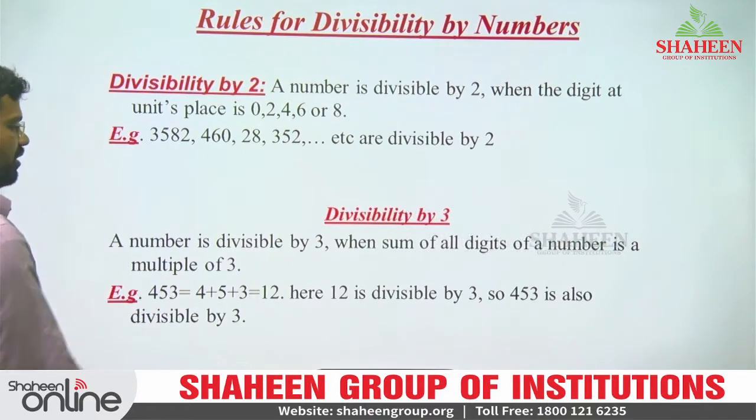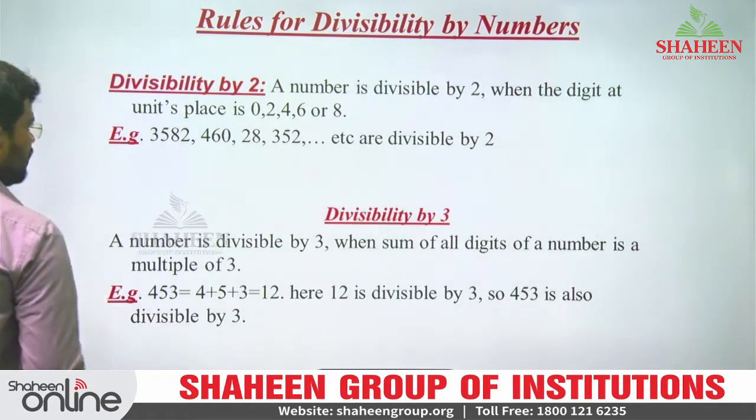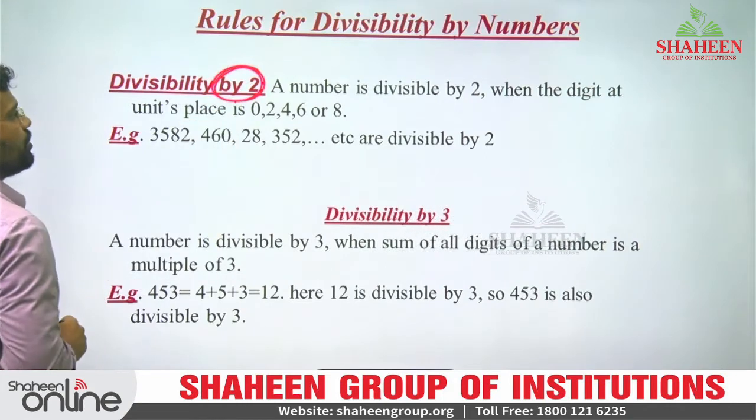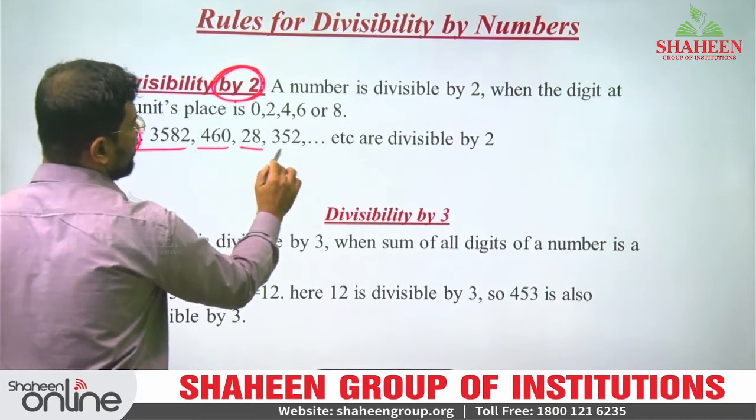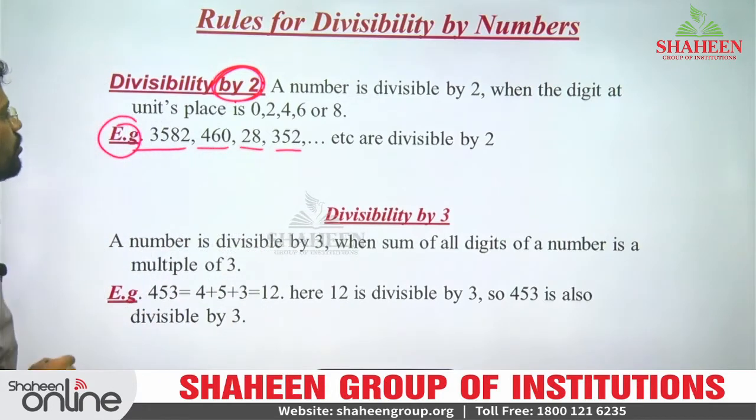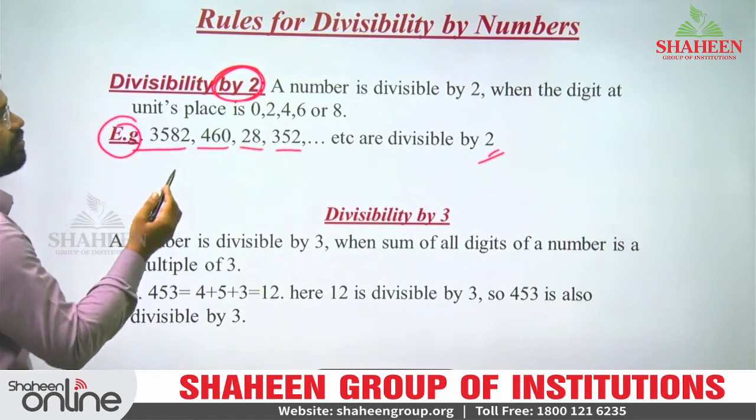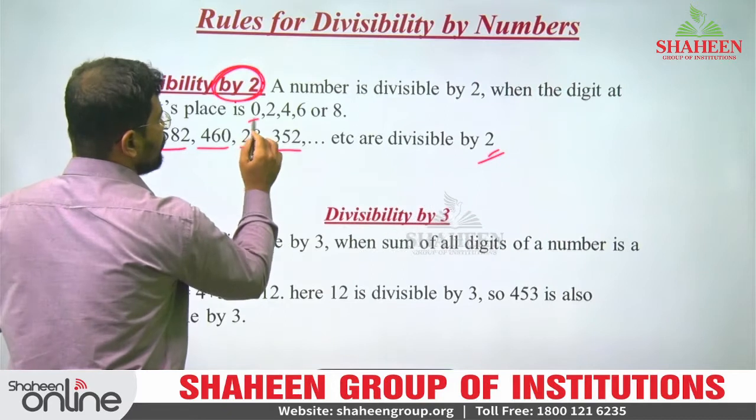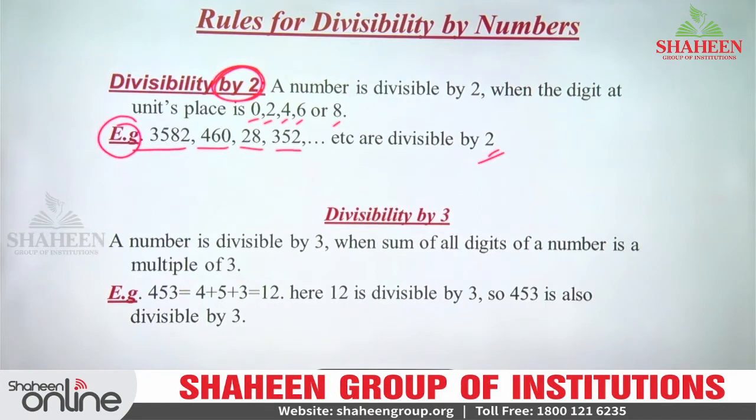For example, divisibility by 2. Now, an example number is given here: 358246028352, etc. So these are all divisible by 2. How? A number is divisible by 2 when the unit digit is 0, 2, 4, 6 or 8.